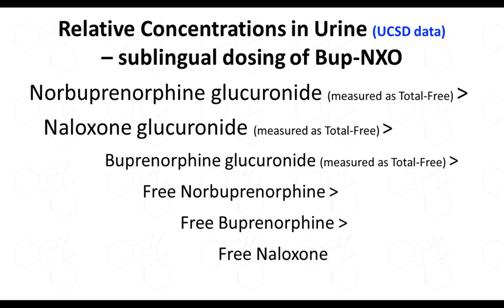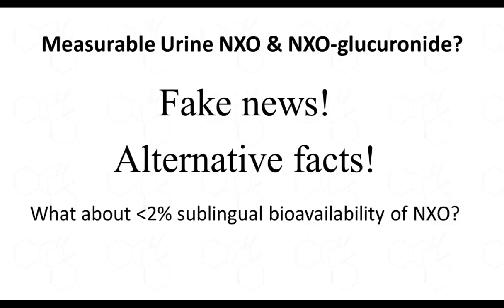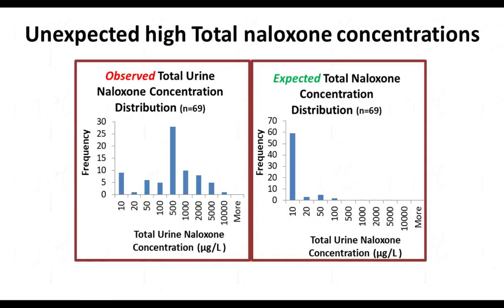Now, anybody who's familiar with this testing, or even if you just listen closely to what I've been saying, might ask: what do you mean that you have naloxone and naloxone glucuronide present in urine? What about what you just told us, that buprenorphine has this very low sublingual bioavailability? How can you say that both of those things are true? When I showed my boss this data, his comment was that it was like recent headlines of fake news or alternative facts. How could it be believable when all these years we assumed that there was no absorption of naloxone from a sublingual film?